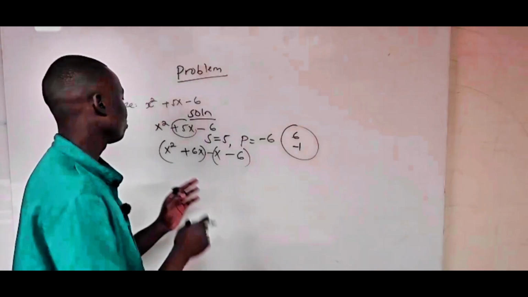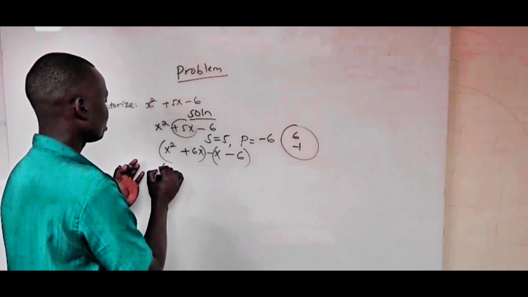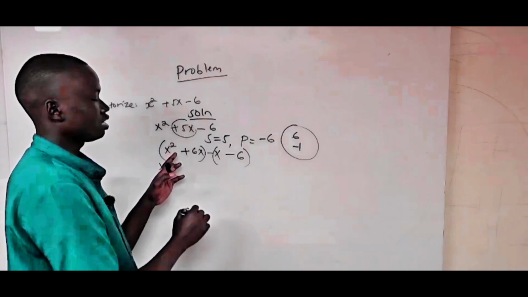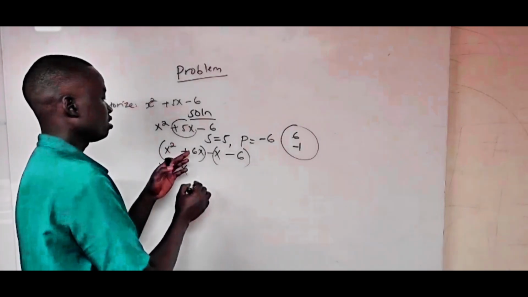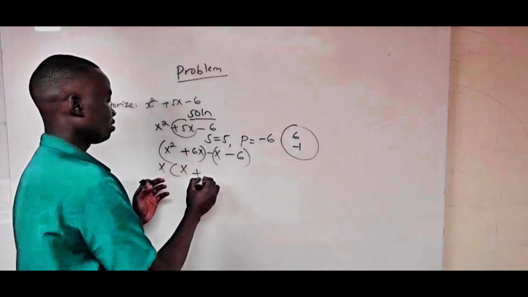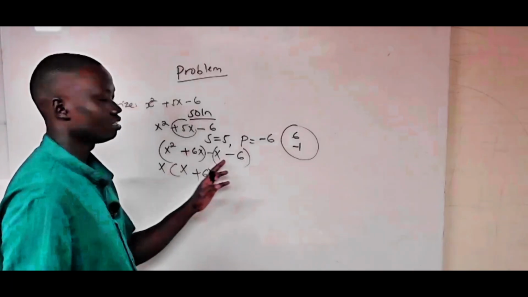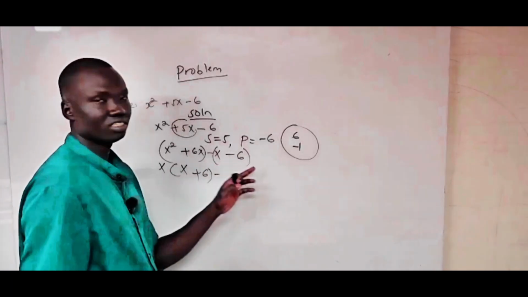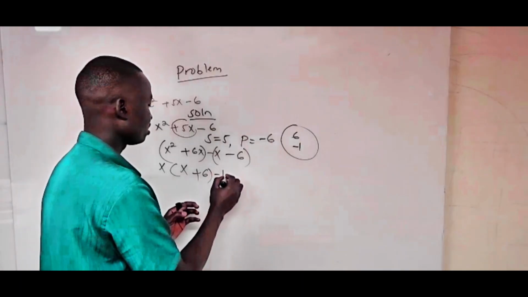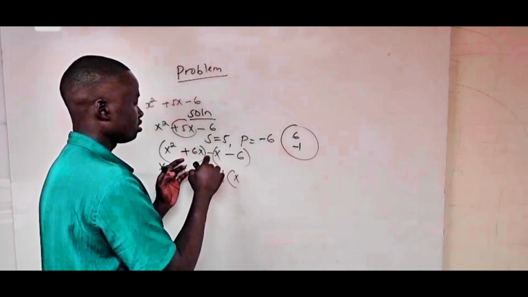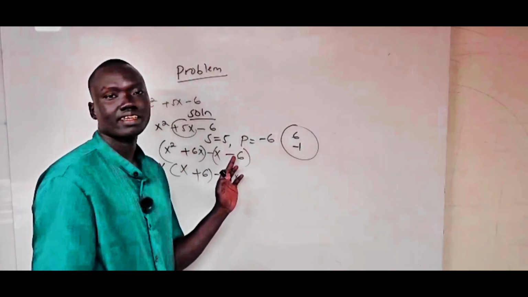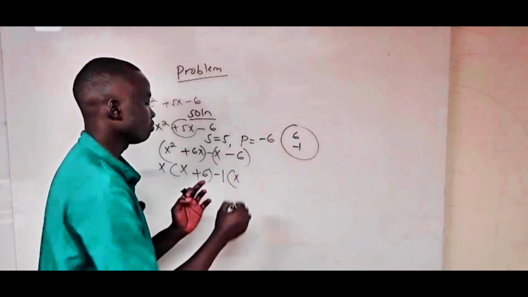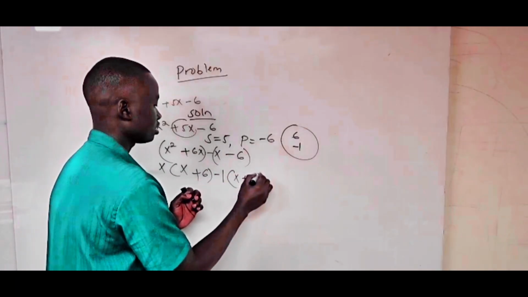Now we are going to take out the common one. Which one is common here? x, of course. So after taking x out, you will be left with x here, plus 6. Now minus, but which one is common here? 1, right? 1. This negative is going to affect the sign here. Negative multiplied by negative is positive 6.